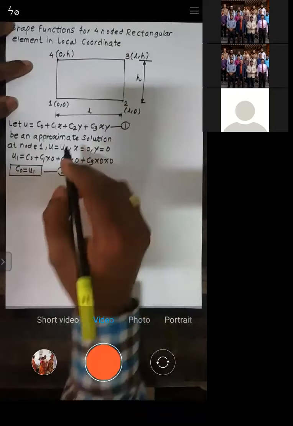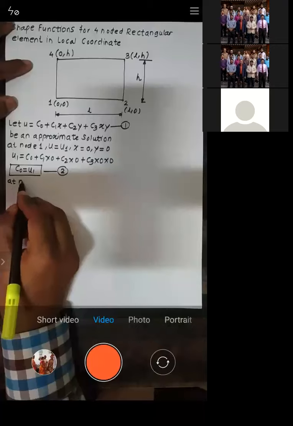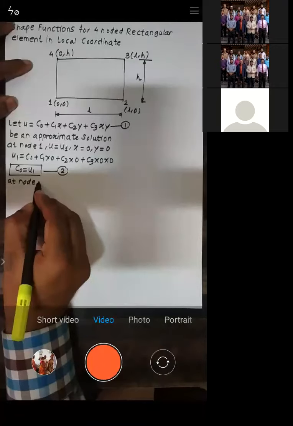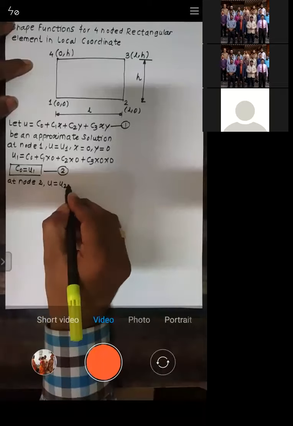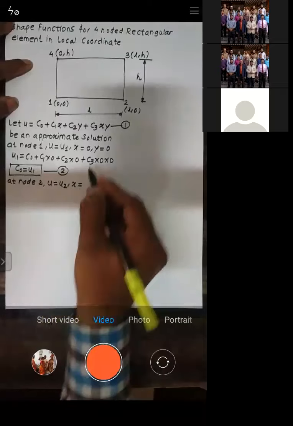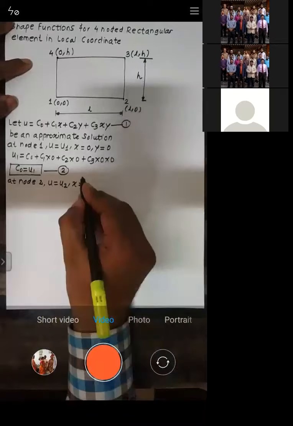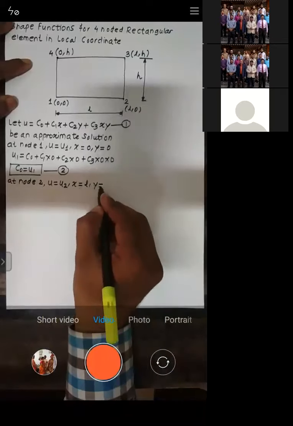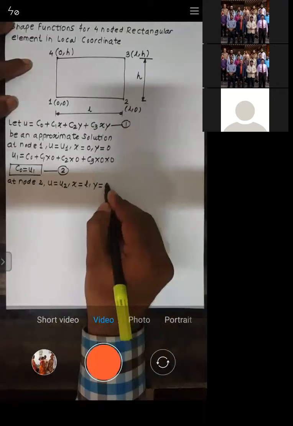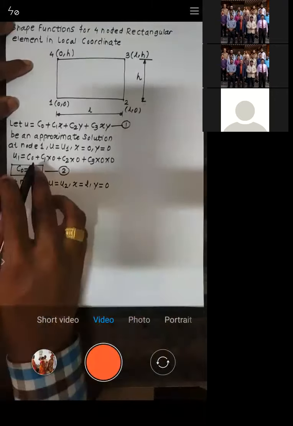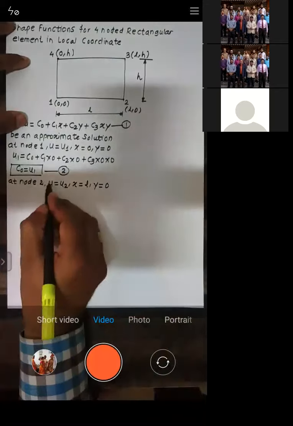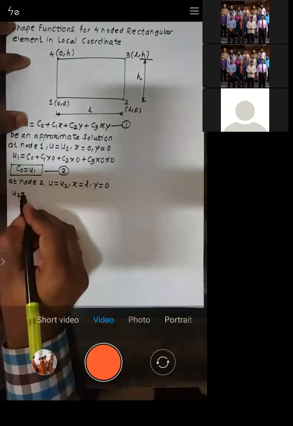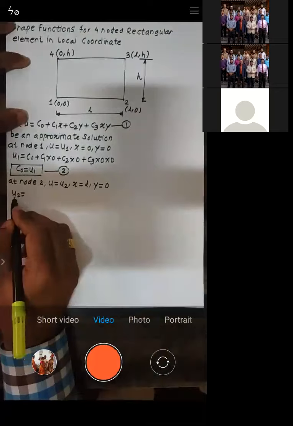Now go for node 2, right? So at node 2, what is the displacement? U is equal to U2. What is the value of X at node 2? It's L. What is the value of Y at node 2? It's 0, right? So let's put these values here. What is the value of U? U is U2, so I will put U is equal to U2.